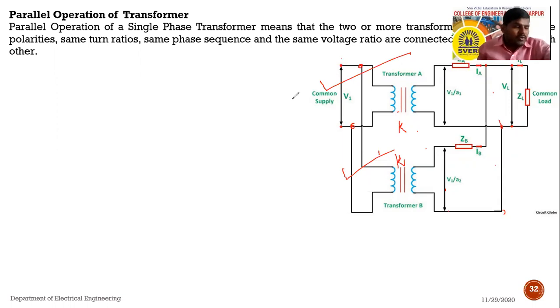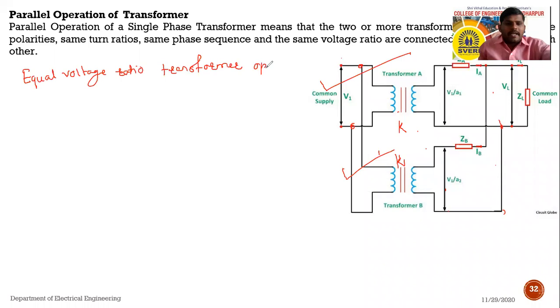Okay. So see, we want to do a simple derivation. The derivation is for equal voltage ratio transformers operating in parallel. If this equal kV rating or equal voltage ratio transformer is operated in parallel, now see, we want to write down what voltage it will take, what the current is, and what the impedance is.